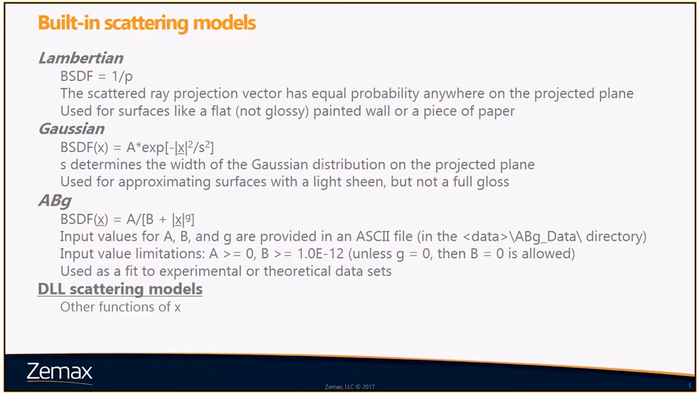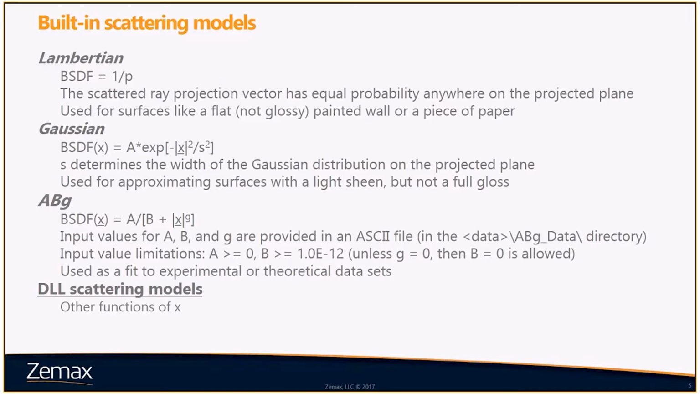The ABg scatter model allows input values of A, B, and G coefficients. And there is a mathematical function associated with this model. So the user supplies the coefficients, and then we apply those coefficients to the mathematical model, and it results in a certain distribution of light.